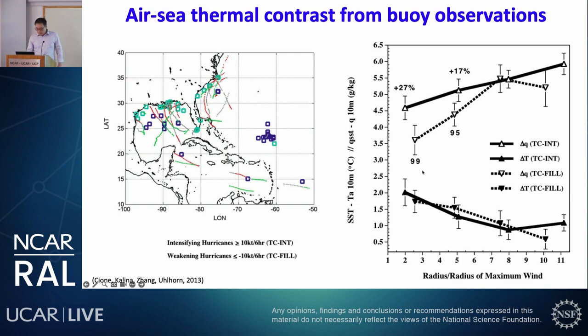In terms of the temperature difference, there's not much difference between intensifying and weakening cases. But if you look at the air-sea humidity contrast, for the intensifying case it is about 27% larger near the eyewall, and this is statistically significant at the 99% confidence level. So this again tells us these air-sea processes are important for hurricane intensification.